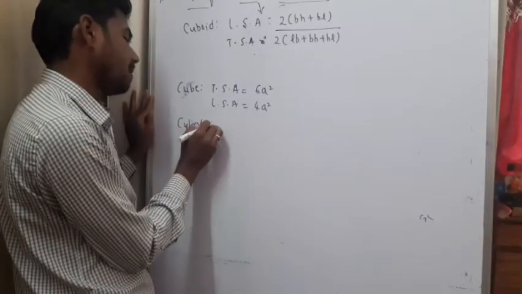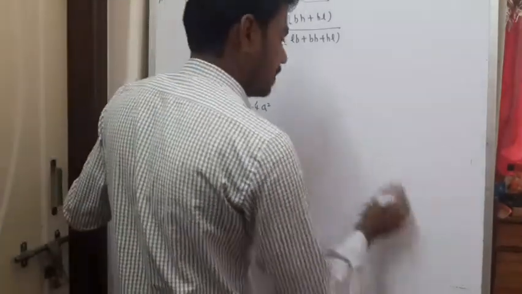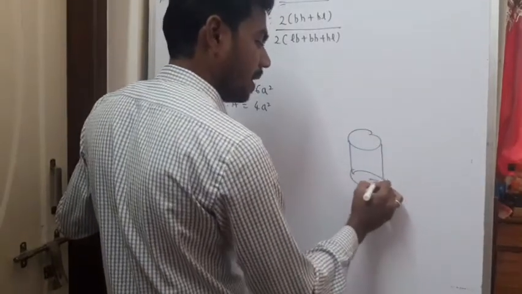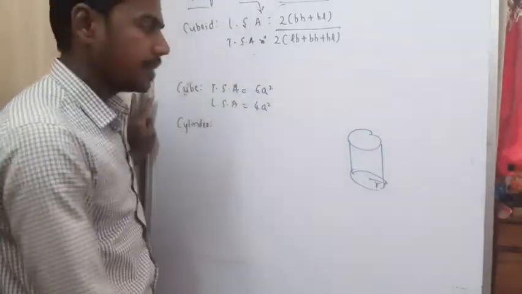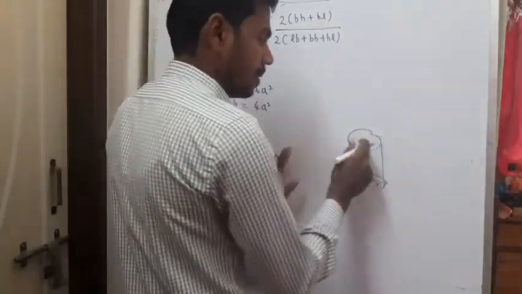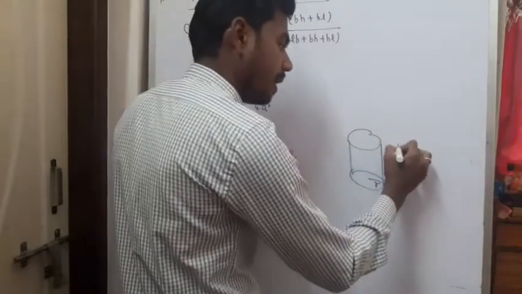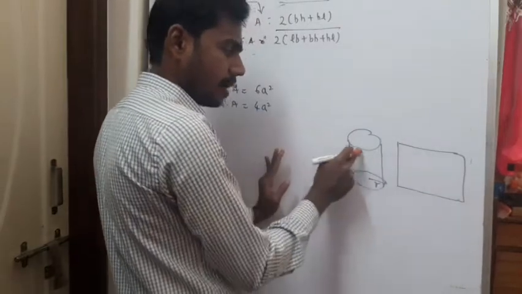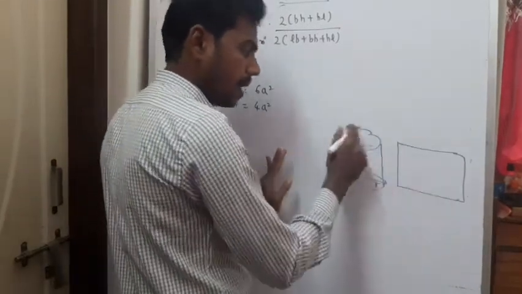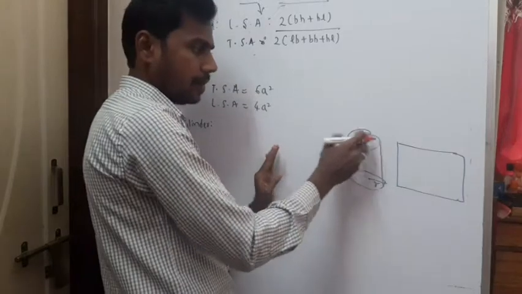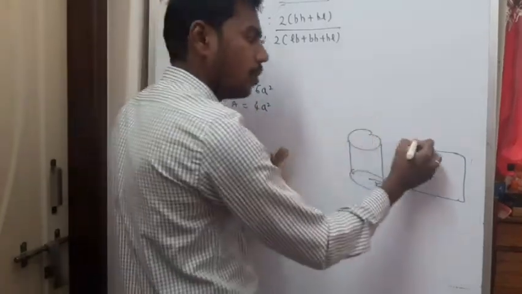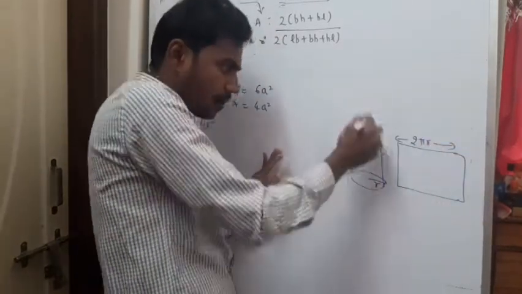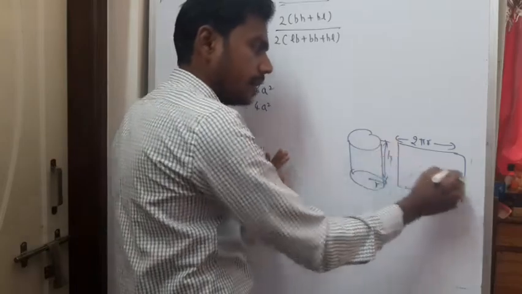In case of a cylinder, see, if this is a cylinder with radius R, so what is the surface area? If you open it, this is cylindrical in shape, if you open it, it will be like this. So what is the dimension of this? This will be 2 pi r. If you take the perimeter of this, when you split it open, it will be 2 pi r. And what about this? This will be the height. If I call this the height of the cylinder, this will be h.